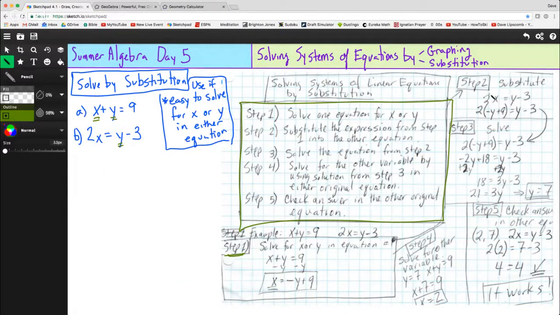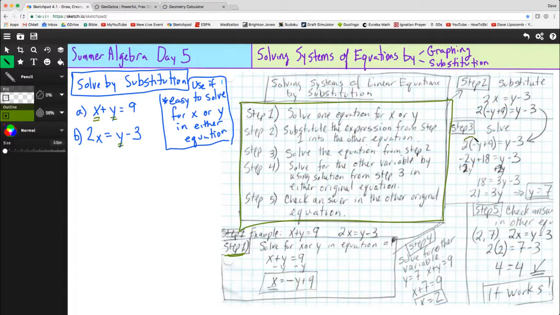And so that's what we do here. So we have 2x equals y minus 3, and we just get rid of this x, and instead we put in this negative y plus 9 because we know they're equal. X and negative y plus 9 are the same thing. And notice what we've done is we've gotten rid of an x out of this equation. And so now we can solve it because we only have one variable. And so that's step 3. We're gonna solve for y.